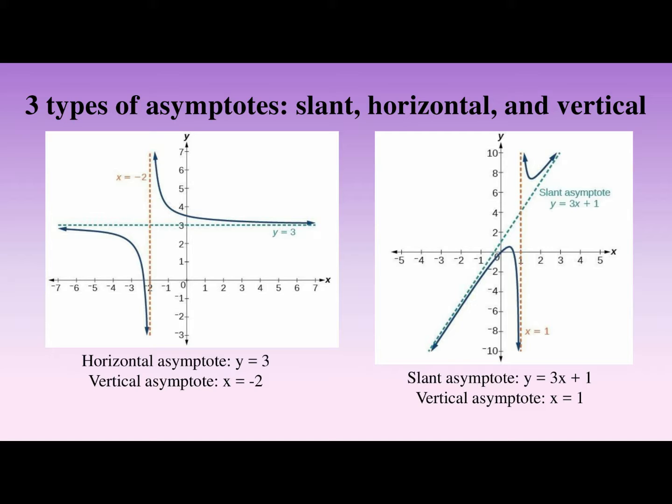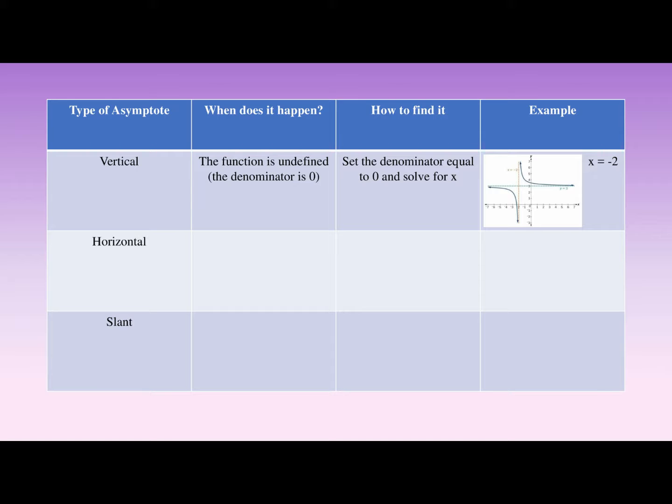In our video today, we will only look at vertical asymptotes, and we will look at the other two types of asymptotes next time in class. So the vertical asymptote happens when the function is undefined, meaning the denominator is equal to 0. So to find it, we're going to set the denominator equal to 0 and solve for x.